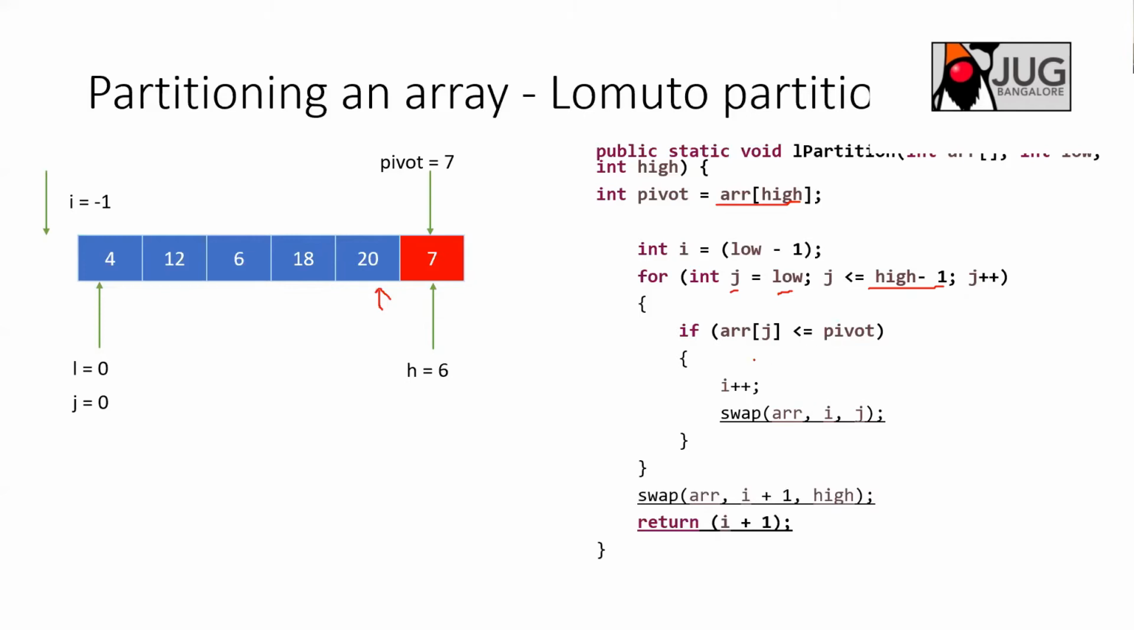So what you do, you compare whether array of j is less than or equal to pivot. Because j is here, 4 is compared with the 7. And if it is less than or equal to pivot, what I will do is increment i. So my i is here now, at the 0th element. And I will swap array of i with array of j. Array of i and array of j are basically pointing at the same location, so I will basically replace 4 by itself, in the first place in our example. So this is how it will be.